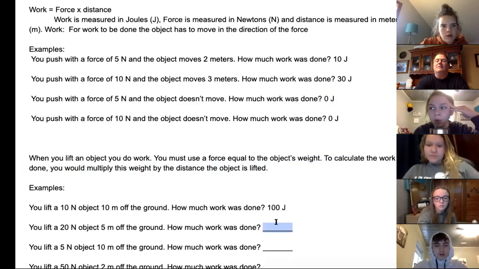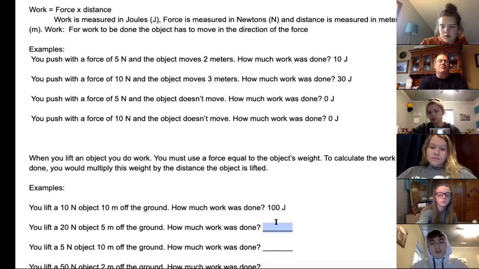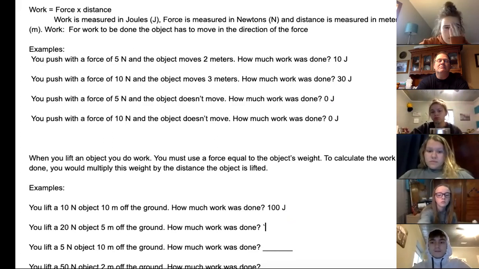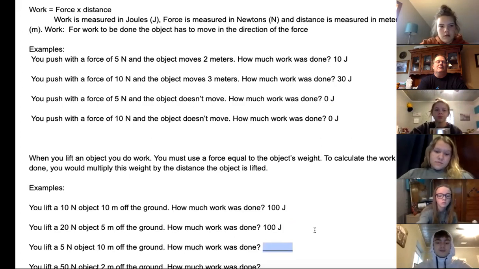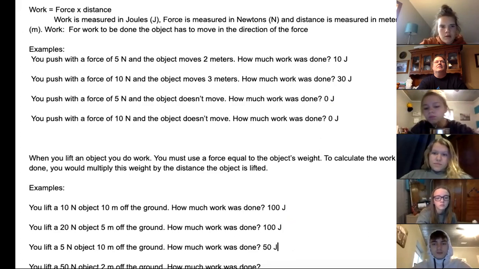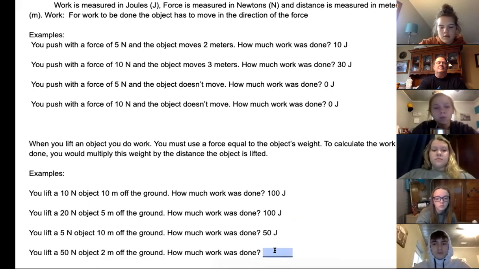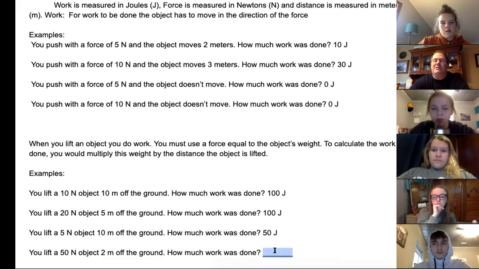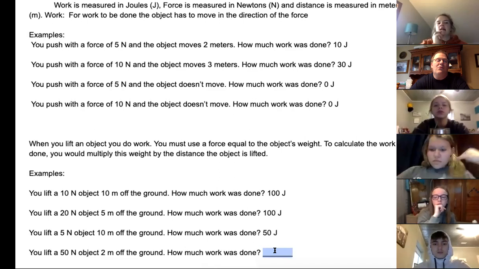Hey, Jackson, you lift a 20 Newton object 5 meters off the ground. How much work was done? 100 joules. Brooke, you lift a 5 Newton object 10 meters off the ground. 50 joules. Mackenzie, let you solve this one for us. You lift a 50 Newton object 2 meters off the ground. Remember, work is force times distance, weight times distance.